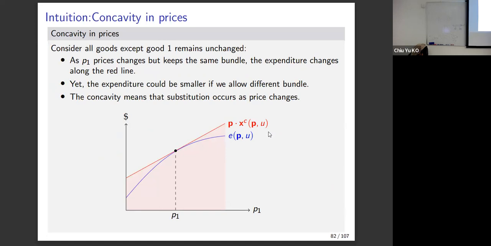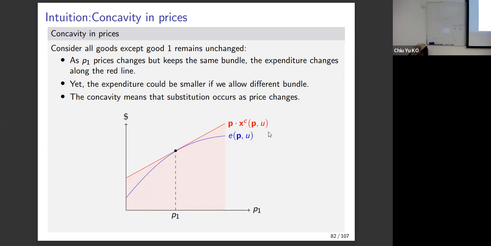So consider the case where you only have one good, okay? Holding other things constant, okay? Now, this is the price, right? Suppose this is your expenditure. You consider all routes of change, okay? If you only change the price, okay, you're holding all other consumption the same. So how your expenditure changes will be according to this line. Right, you keep your bundle the same, so when the price changes, you still consume the same bundle, okay? And then it means that your expenditure will follow the red line because it's linear, right? Linear in the price because you keep all your consumption the same.